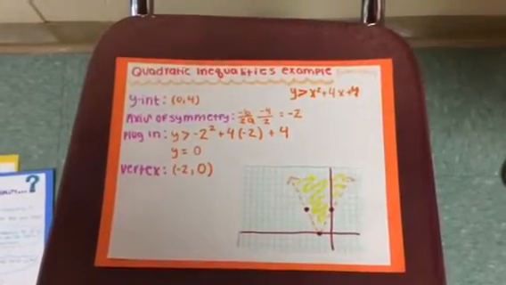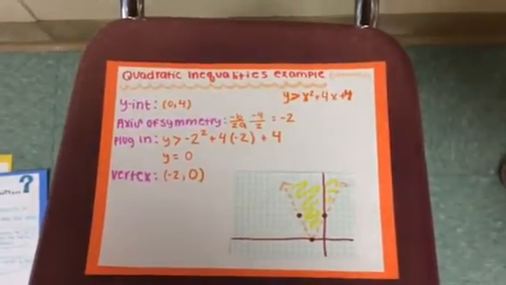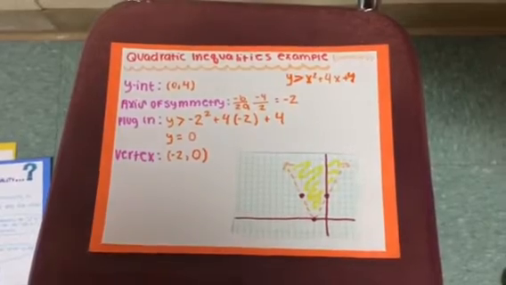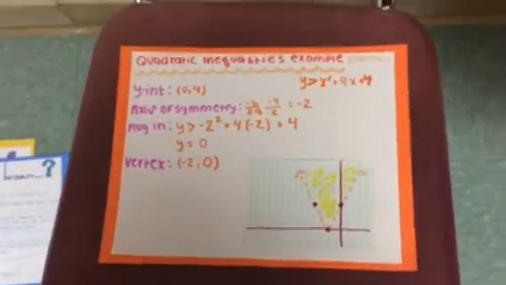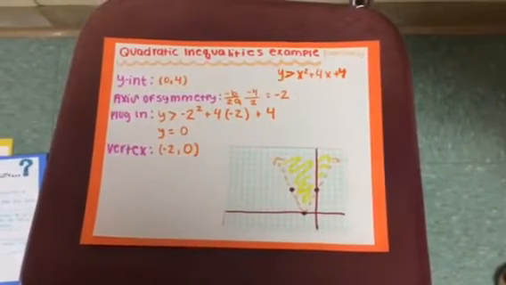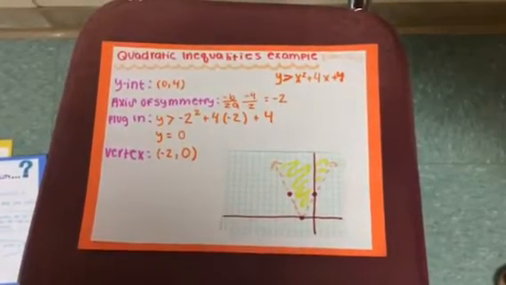For our first quadratic inequality example, it's in standard form. First, we can pick out the y-intercept in the equation. In this equation, our y-intercept is 4. So here we wrote the y-intercept as (0, 4). Next, we need to find our axis of symmetry. To do this, we use the formula negative b over 2a. We plug in our values for the variables and end up with negative 4 over 2, which equals negative 2. Negative 2 is not only our axis of symmetry, but our x value and our vertex as well.